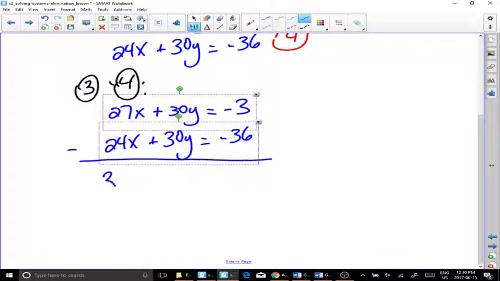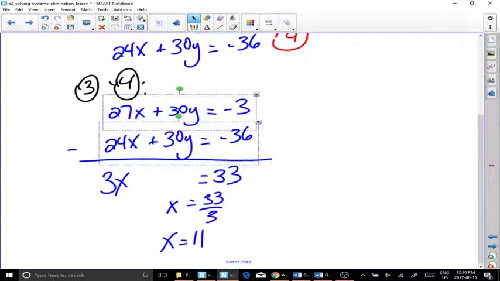What do we get? We get 3x. We get nothing for y, because 30 minus 30 is 0. And over on the right side, we get 33. That's positive 33. X is going to be 33 divided by 3, and x is 11. So we're halfway there. We know one part of the coordinate. Now we need to find the second one.